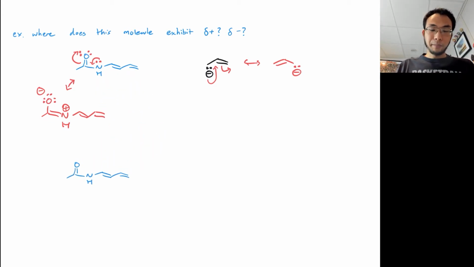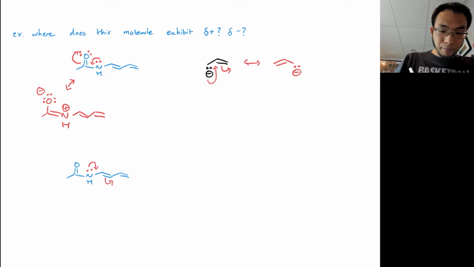Duplicate my molecule here. I can again fill in my lone pairs here. My goal now is to look for the delocalization of this lone pair toward the right side. I can do the same thing. I can turn the lone pair into a pi bond, and this pi bond into a lone pair. That should get me a resonance form that looks like this.